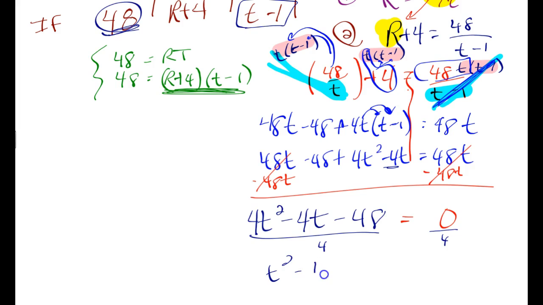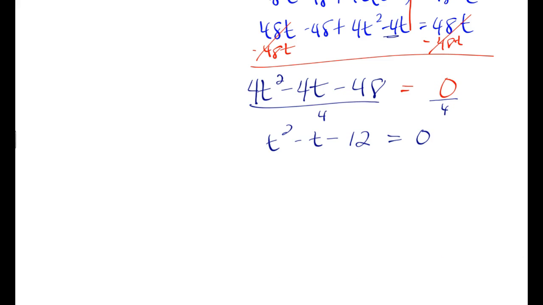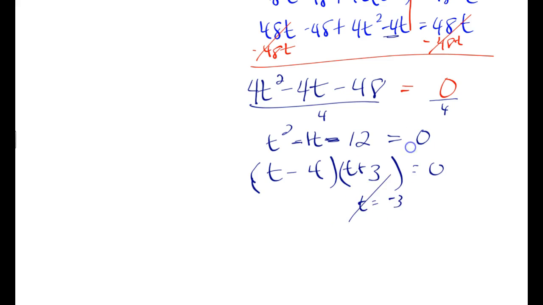That, again, makes the numbers a little bit smaller for me. And then either I could do the quadratic formula or try to factor. Factors of 12 that differ by 1 are 4 and 3. So signs are different. The larger term is negative, so I'll stick the negative with the 4. And time being negative 3 doesn't make sense, so I'll stick with time equals 4.